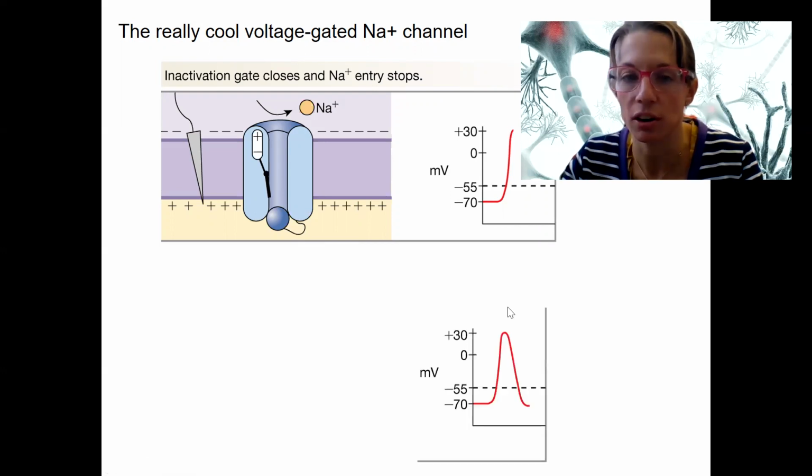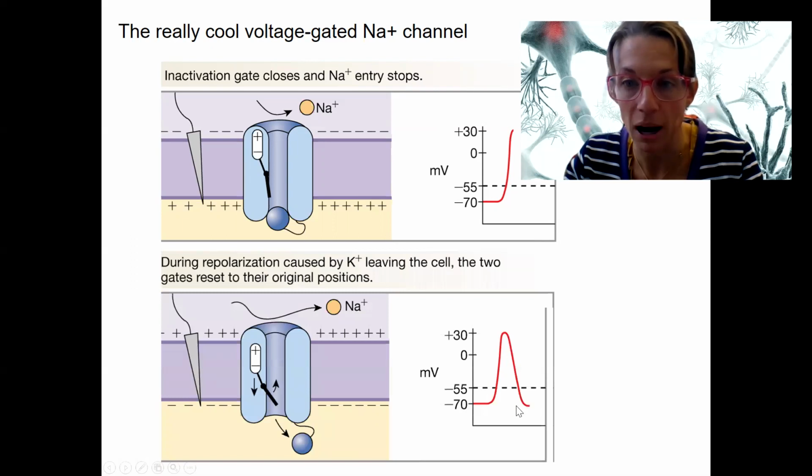Both the action of the sodium channels being closed and the potassium channels being open causes the membrane potential to go back negative again and actually overshoots and hyperpolarizes. And so K plus leaving the cell, the two gates then reset. So now the sodium channel is ready to go again to be activated with the next stimulus that is large enough.